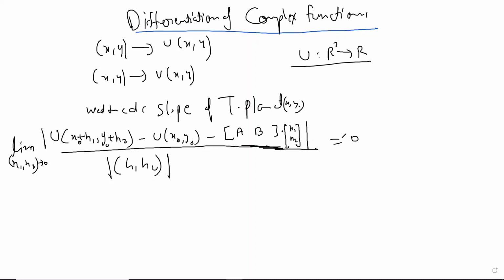Now let me repeat the definition again. u from R2 to R is said to be differentiable if, or the definition rather, there exists a row vector A comma B, just like there exists a number f dash x naught. Here, maybe I'll write this in parallel also.